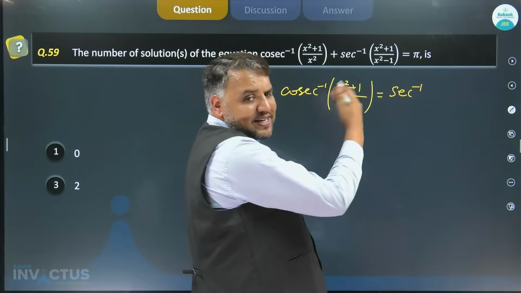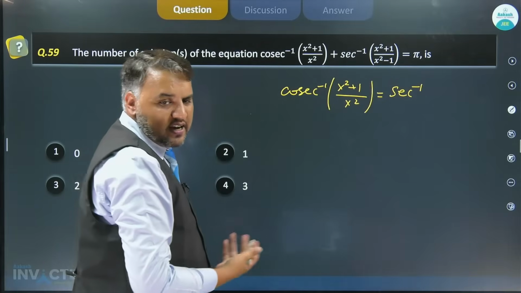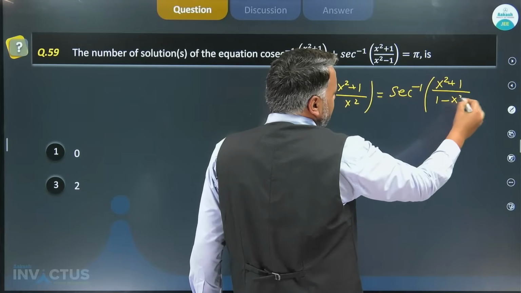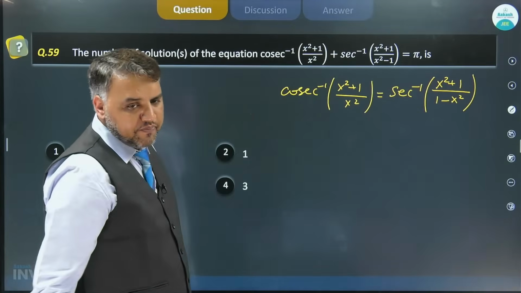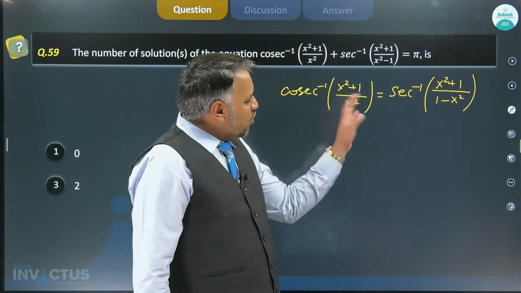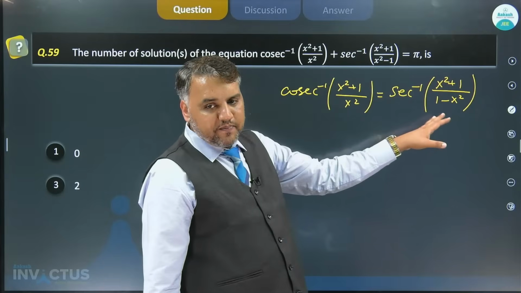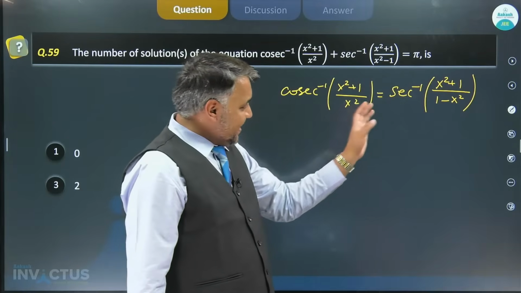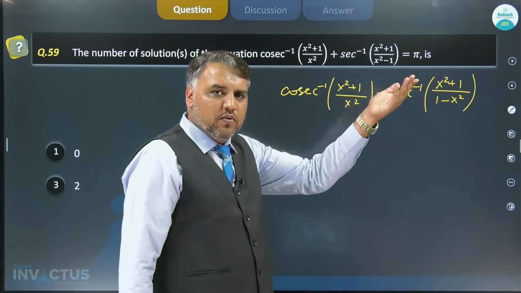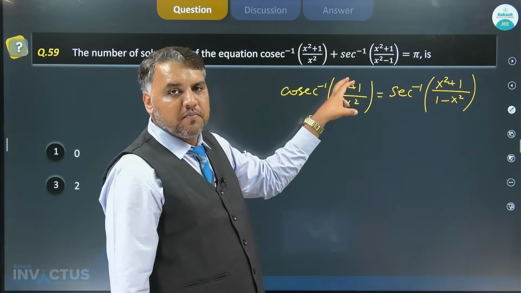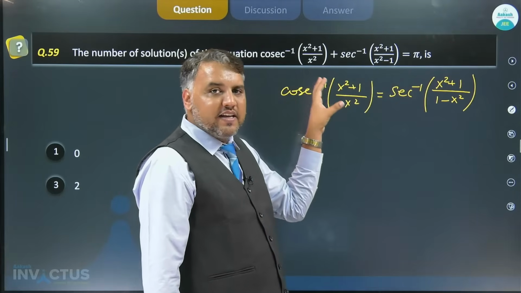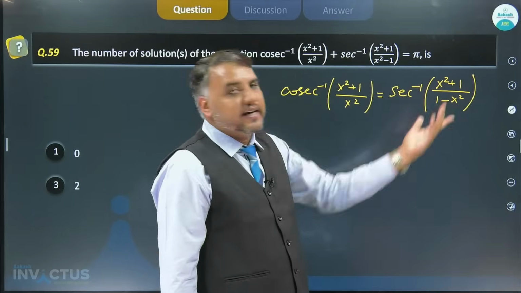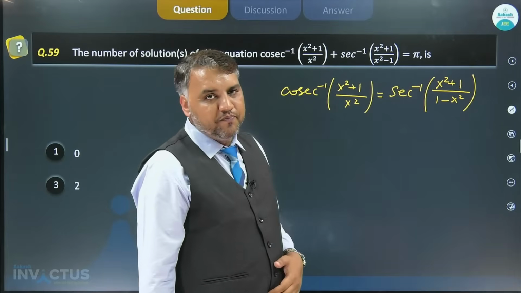Now if you write pi minus secant inverse x, that will be secant inverse of minus x. So this will be secant inverse of x square plus 1 upon 1 minus x square. There will be a change of minus sign. Now we can directly observe that whenever magnitude of x is greater than 1, this portion will be negative. So secant inverse will give the output from pi by 2 to pi, but this portion is always positive. So cosecant inverse will give the answer in the first quadrant, that is 0 to pi by 2. So these two will not match if x square is greater than 1. So x square must be smaller than 1.